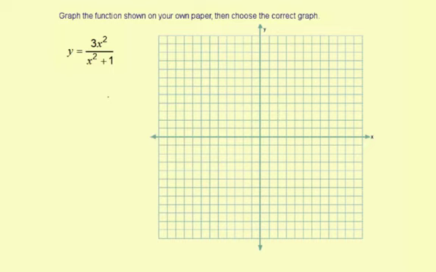Graph the function on your own paper, then choose the correct graph. The first thing is the asymptotes. So I'm going to set the denominator equal to 0 and solve it. So x squared equals -1. There are going to be no real solutions for this, so there are no vertical asymptotes.